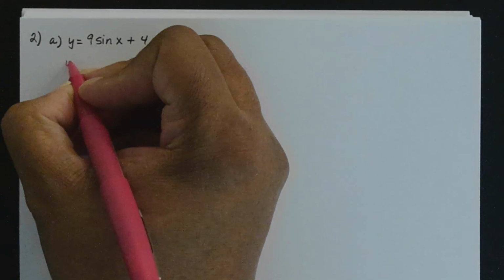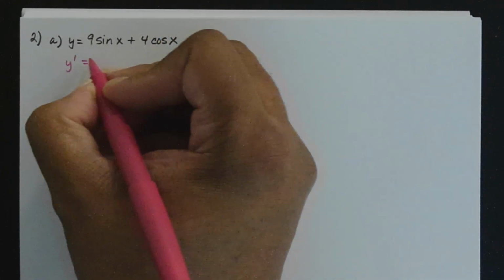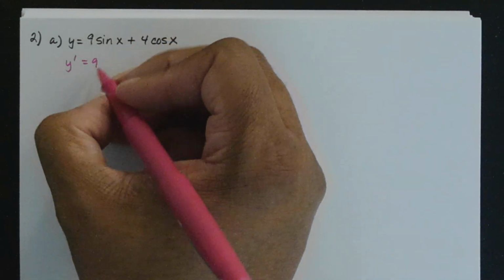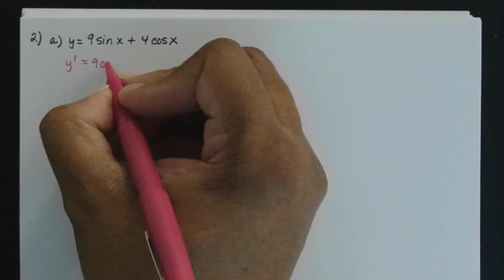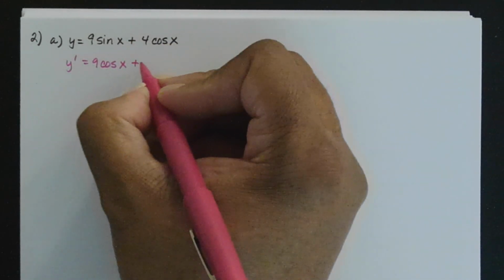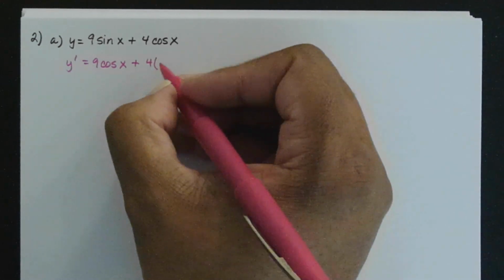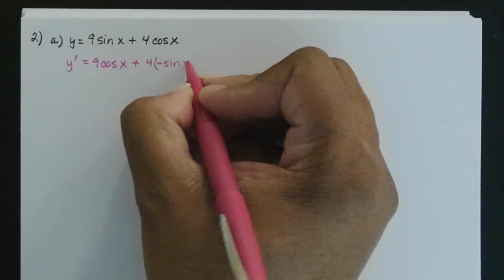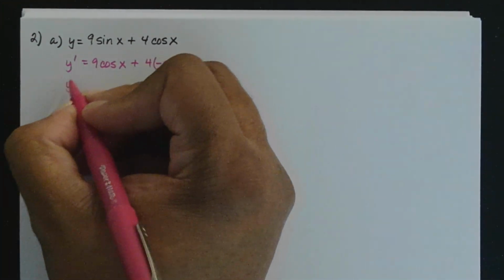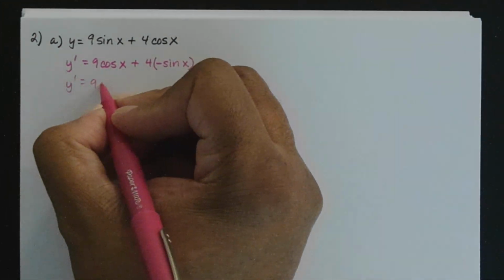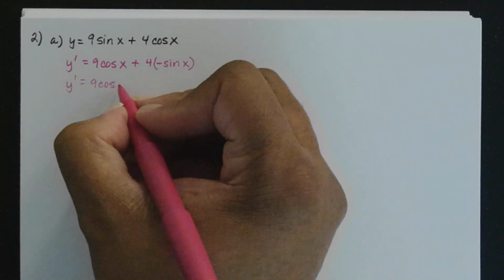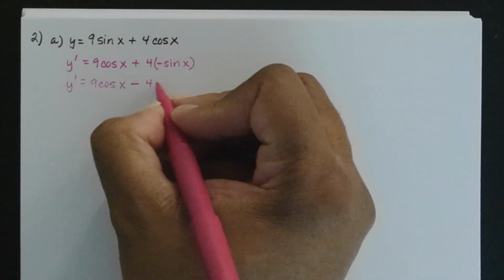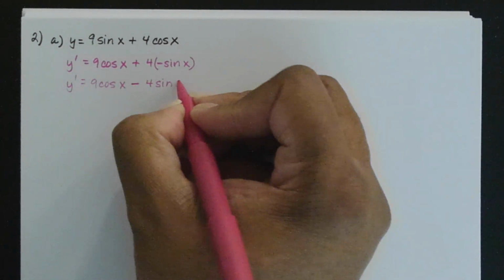In this case, I'm going to use y prime for the derivative. Of course, the constant is the 9. We bring that down. What's the derivative of sine of x? Cosine x. Plus, bring down the 4. The derivative of the cosine of x is negative sine x. So here, y prime ends up being 9 cosine of x minus 4 sine of x.